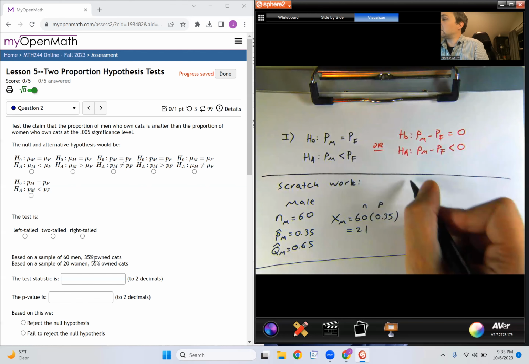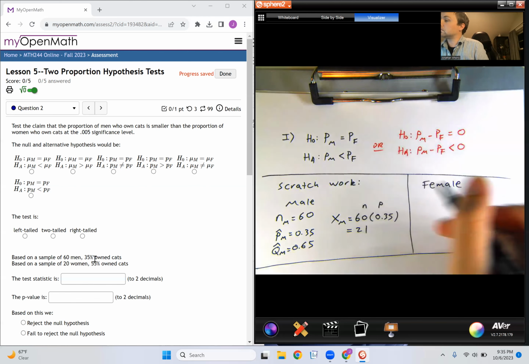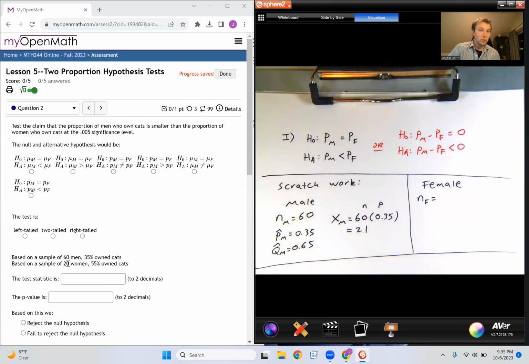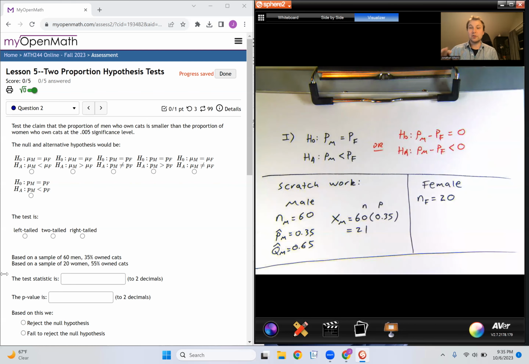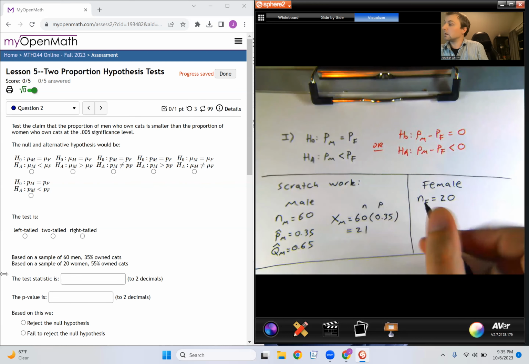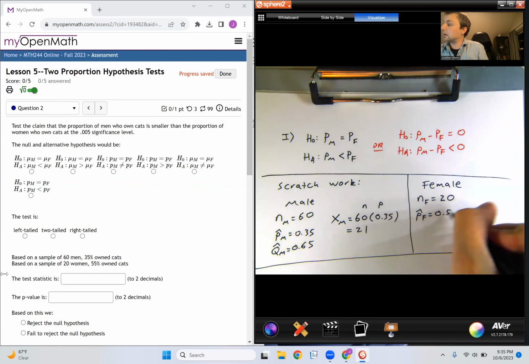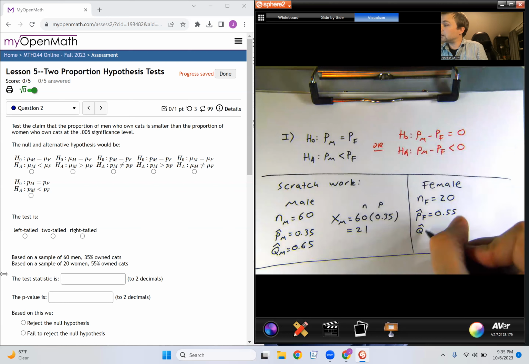I'm going to do the same thing now for females. The number of females in this sample was 20. That's really small. So technically, I'm probably not going to meet the assumptions here because that is so small for the number of samples for the female group. It gives me the success rate for females: 55% own a cat. And if 55% own a cat, that tells me the failure rate is 45%.